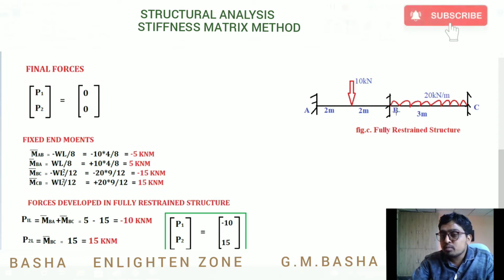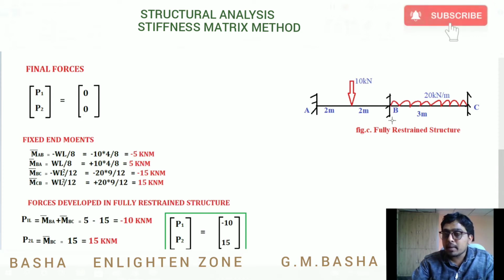Again, the fixed moment M bar BA, the one opposite to M bar AB, will be equal to plus WL squared by 8. If you simplify, all the values are the same, and you will get plus 5 kilonewton meter.